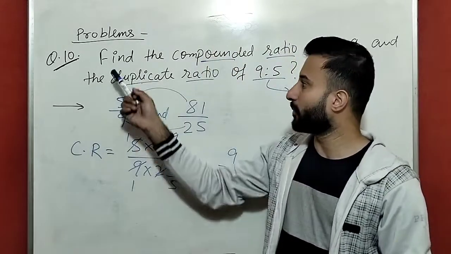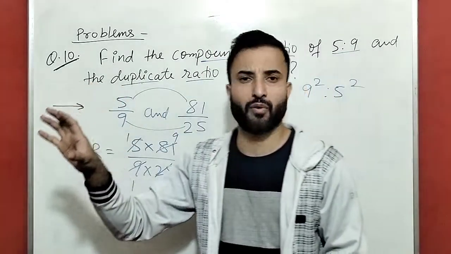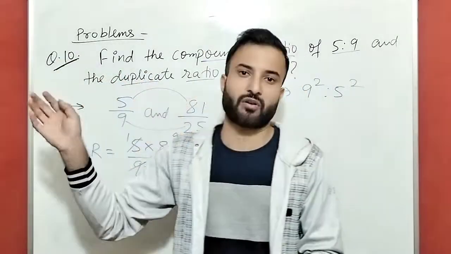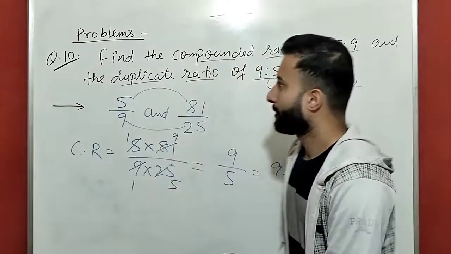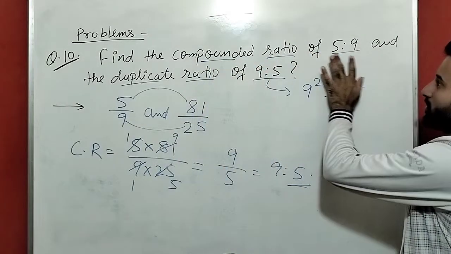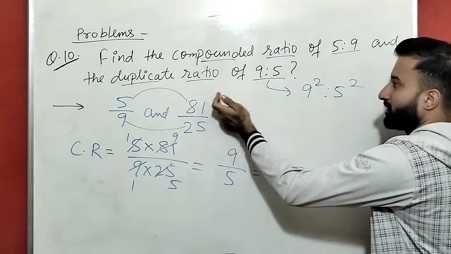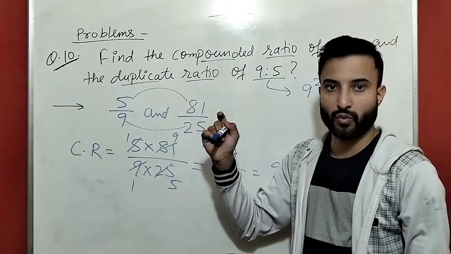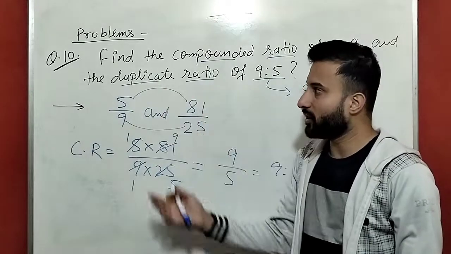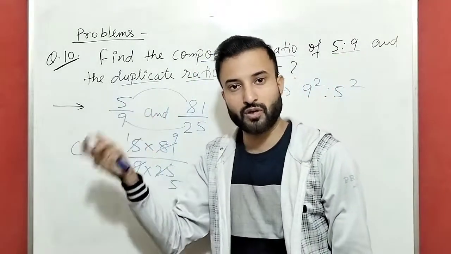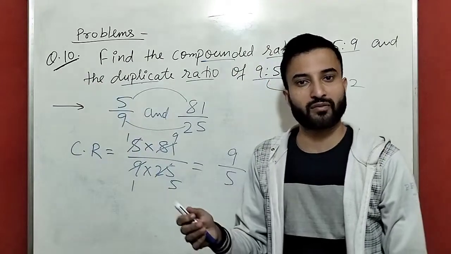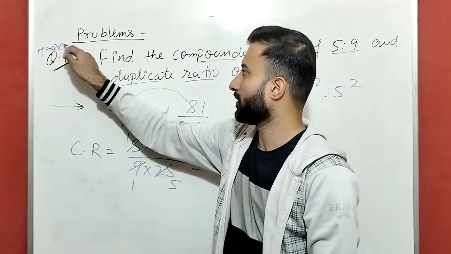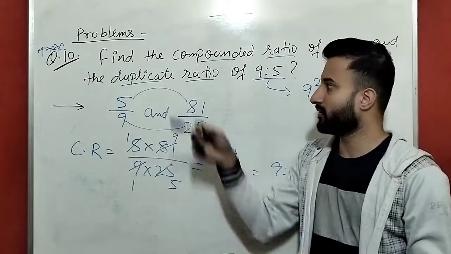Right. See this compound ratio. First we found the normal compound ratio. When 4 ratios are there, we multiply product of antecedent and product of consequent. But here we found the compound ratio of this ratio and the duplicate ratio of this. Guys, this type of question is important from the examination point of view. This type of question they mostly ask in the examination. You can mark it here. Okay, this type of question is important.